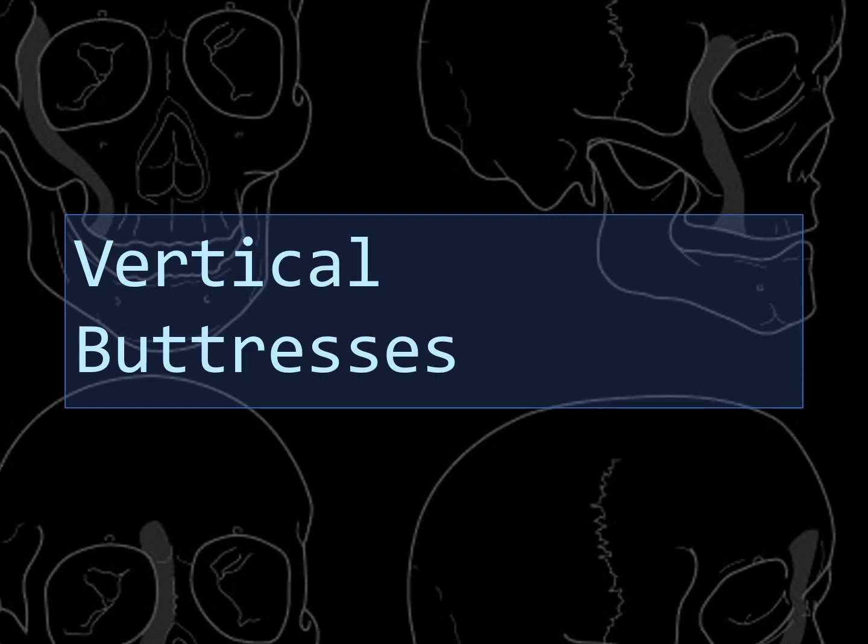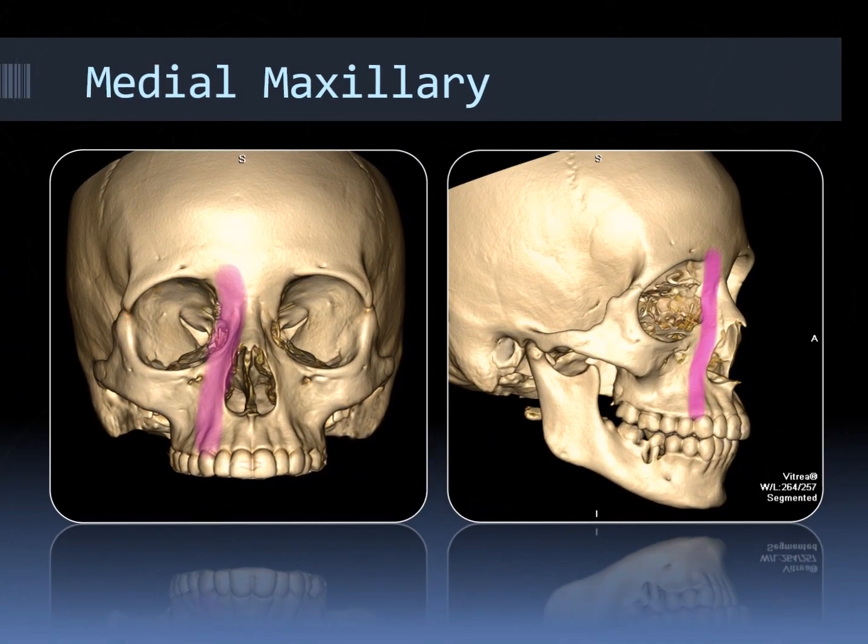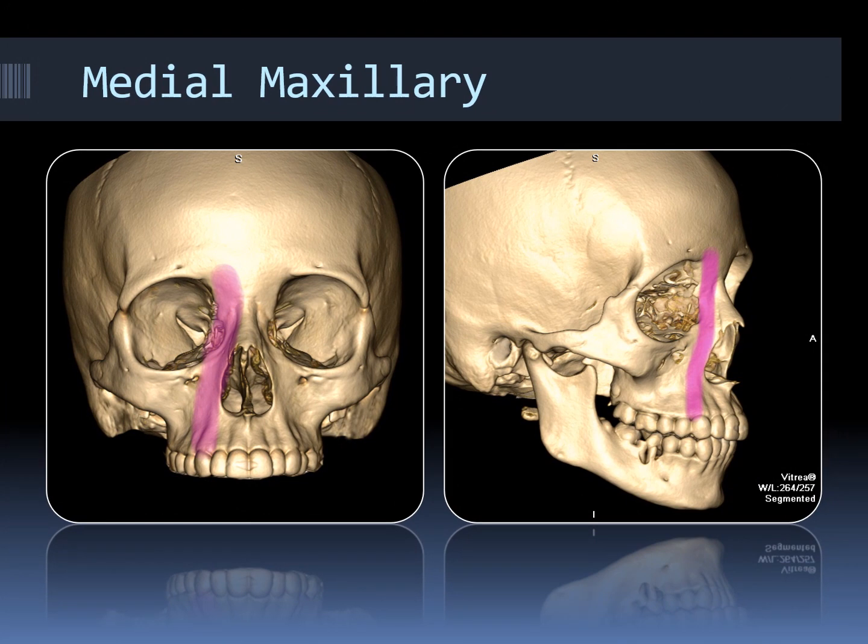This is composed of first the medial maxillary, which you could see here. So this is the frontal view and this is the lateral view, from the frontal area down to the nasal area and going to the alveolar ridge of your teeth. That is the medial maxillary part of your vertical buttress.